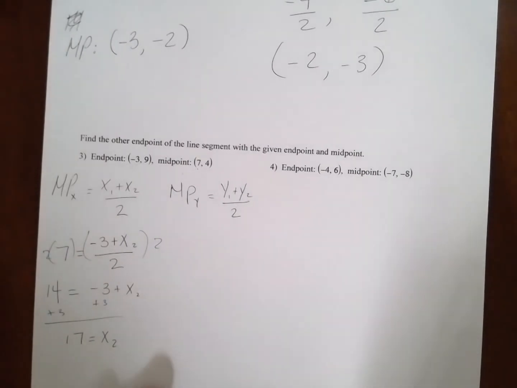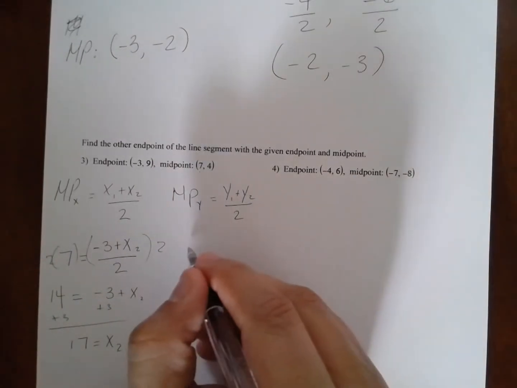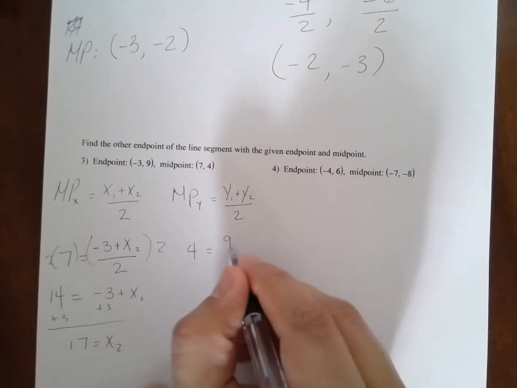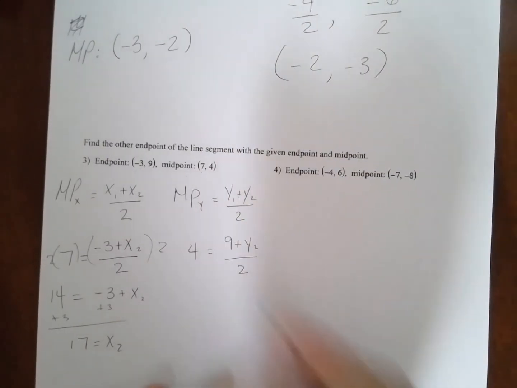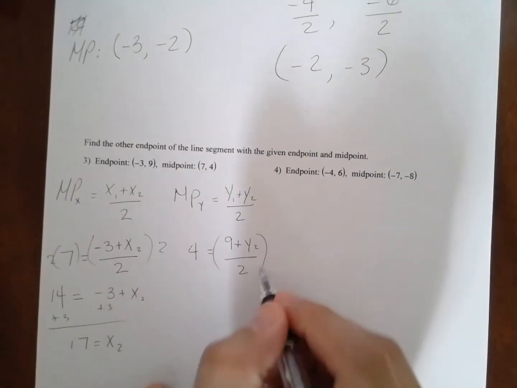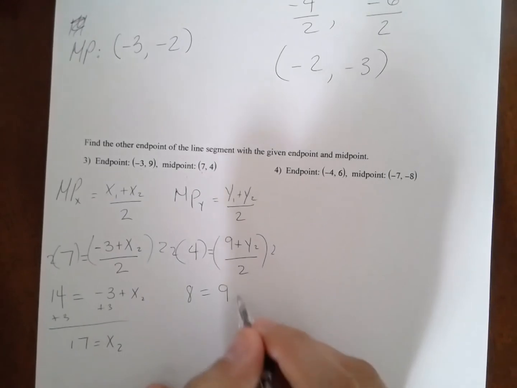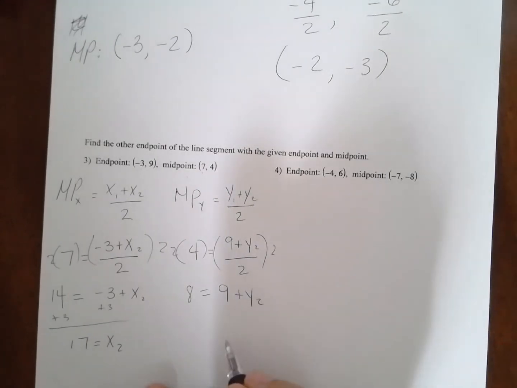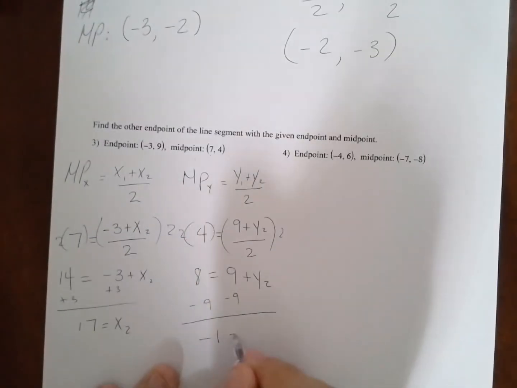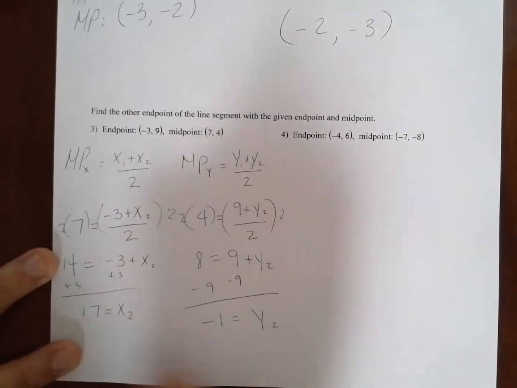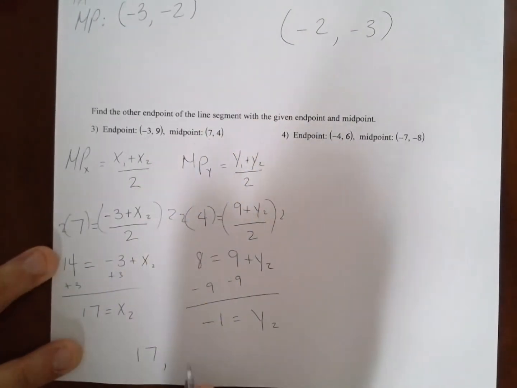I can do the same thing for y. I know that the midpoint is 4. And that equals 9 plus y2 divided by 2. Multiply both sides by 2. I get 8 equals 9 plus y2. I subtract 9 from both sides to isolate y, and I get negative 1 equals y2. So the coordinates for this endpoint are going to be x, y, or 17, negative 1.